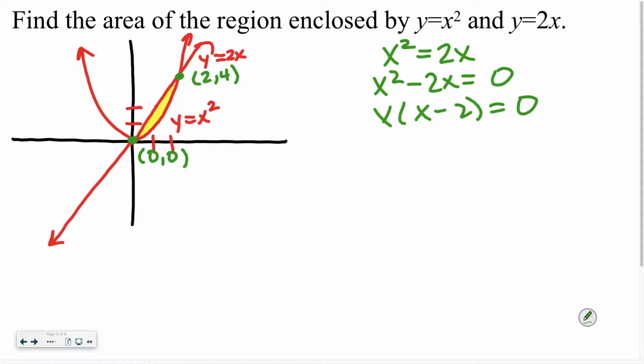That's where our integral needs to go from. So, if I imagine these little rectangles with thickness dx sitting in here, we would have the integral we figured out from 0 to 2 of, what is our top function? 2x. Minus our bottom function.